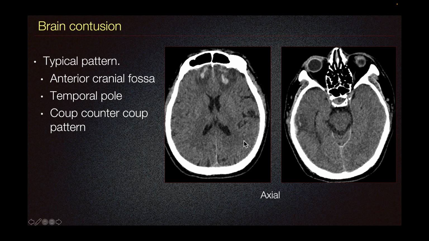Brain contusion is a type of intracerebral hemorrhage that typically happens on certain areas of the brain. The typical pattern includes the anterior cranial fossa, such as here, the temporal pole, such as here, and it typically follows a coup contrecoup pattern. The brain contusion typically demonstrates hyperdensity centrally with surrounding hypodensity, such as here, consistent with surrounding edema.